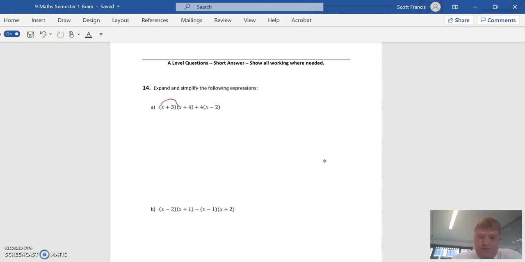We're asked to expand and simplify the following expressions. Now we can use a little rule, FOIL: first and first, the two outside numbers, the two inside numbers, and the last. So we expand the 4 times the x and the 4 times the minus 2. Let's see what we get.